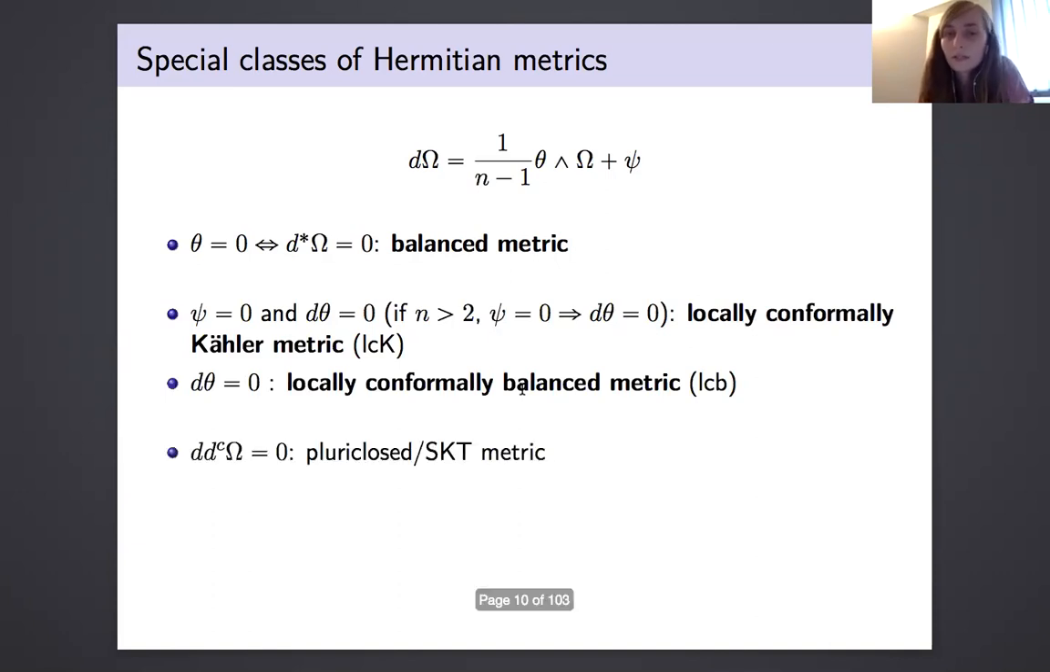And there is another notion of metric, which has nothing to do with the splitting, which is the case when ω is ddc-closed. And this is usually called either pluriclosed or strong Kähler with torsion.